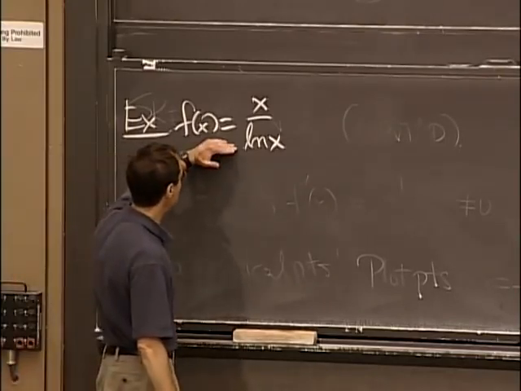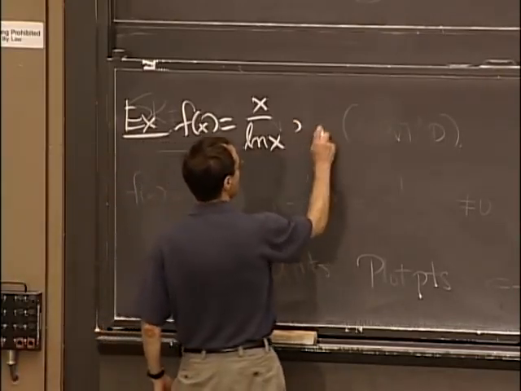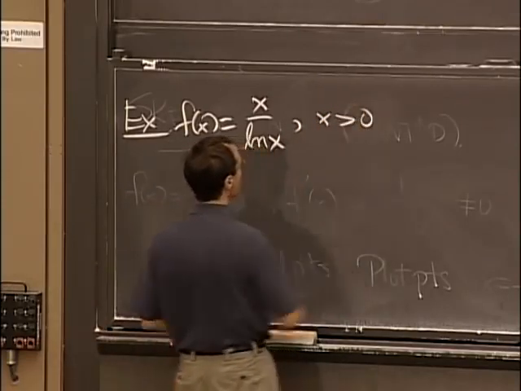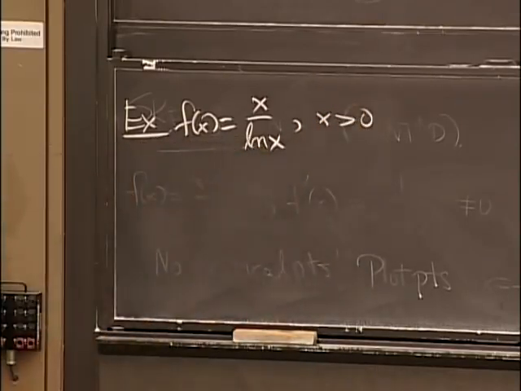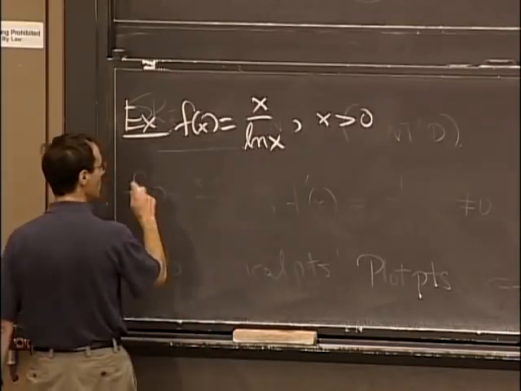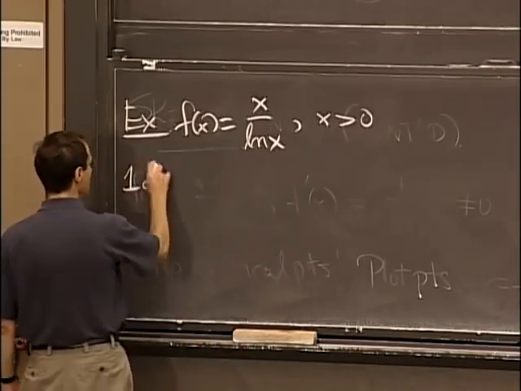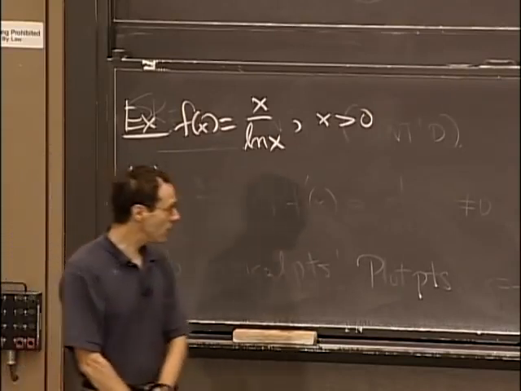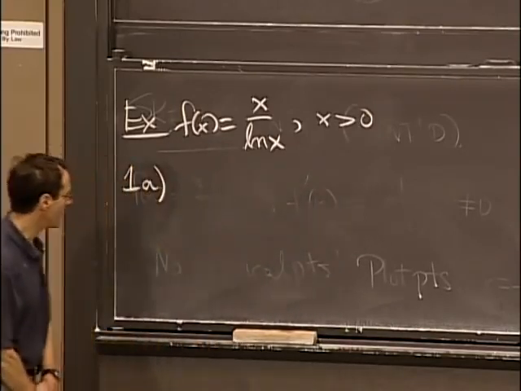So here's the function that I want to discuss. And the range has to be x positive because the logarithm is not defined for negative values. So the first thing that I'm going to do is I'd like to follow the scheme here, because if I don't follow the scheme, I'm going to get a little mixed up.